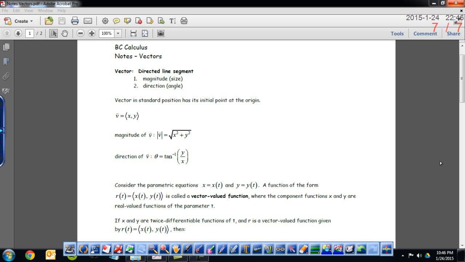So the definition of a vector is that it's a directed line segment, and it's made up of two components, both the magnitude, which you can think of as the size or the length of the vector, and then the direction or the angle of the vector. So a vector in standard position has its initial point at the origin. So if you have the vector x comma y, then the initial point is at the origin and the terminal point or the ending point is at the point x comma y.